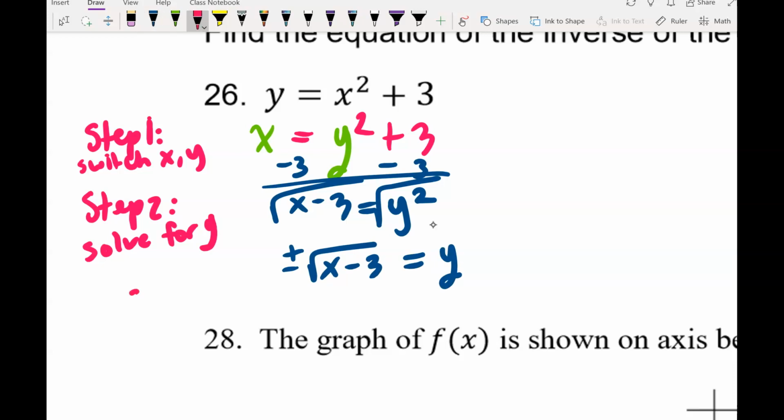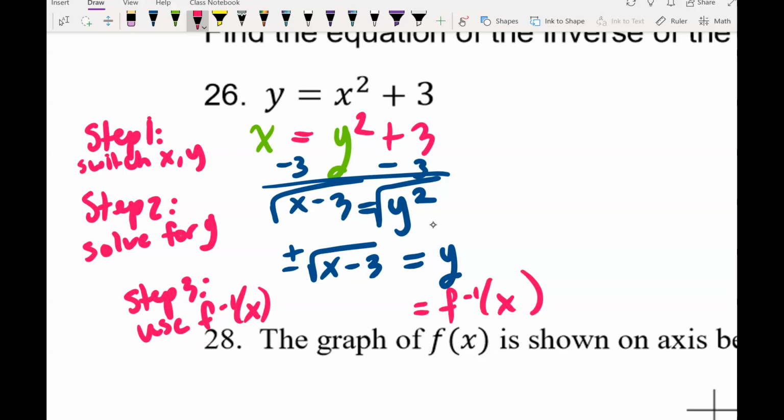Step 3, use correct notation. So we want to use the inverse of x. So I would have the inverse is equal to plus or minus square root of x minus 3.